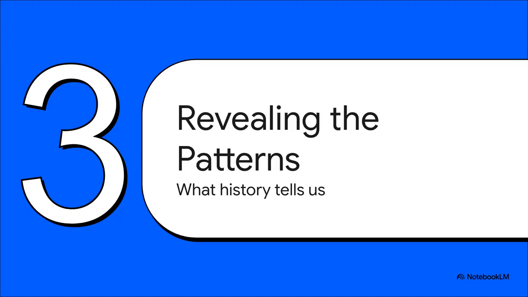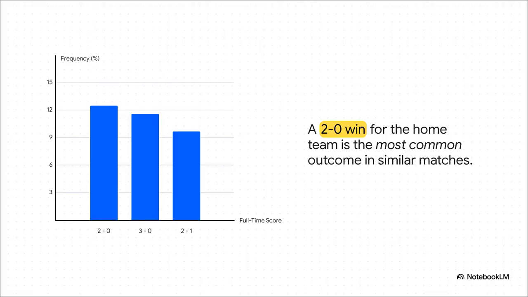All right, so we've got all this data. What happens when we actually start digging into it? Let's take a look at the patterns that pop up and see what history tells us about how these unbalanced matches usually end. Okay, now this is where things get really juicy. Check out this chart. A 2-0 win for the home team is the single most common result, happening in over 12% of these past games. And look right behind it. A 3-0 win is almost just as frequent. The data is telling a very clear story of a comfortable, multi-goal victory for the favorite.